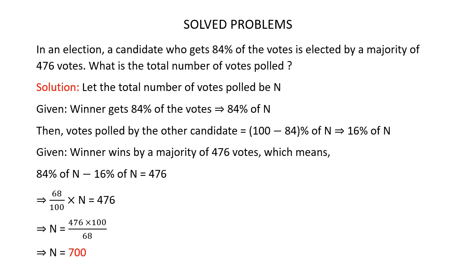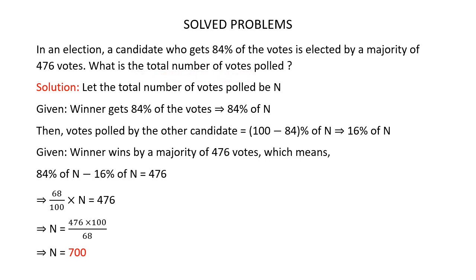In an election, a candidate who gets 84% of the votes is elected by a majority of 476 votes. What is the total number of votes polled? So here we are asked to find the total number of votes polled in the election.